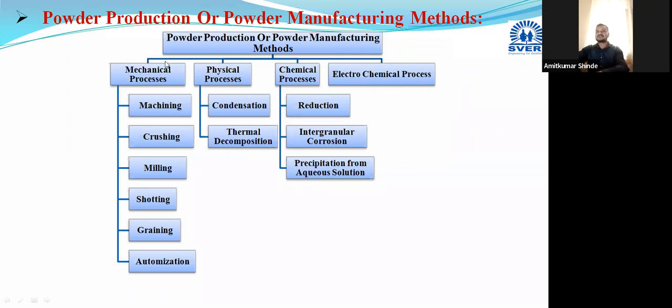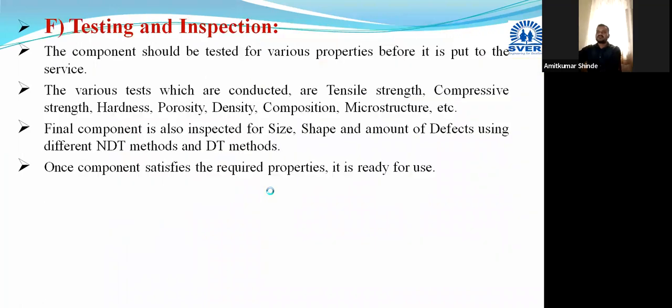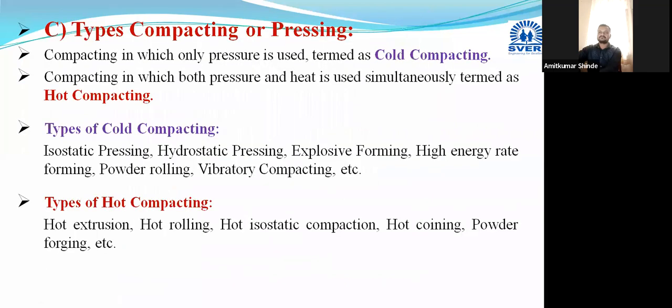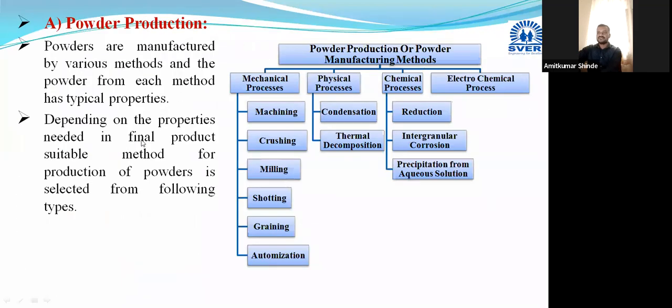Now after discussing these different methods of powder production, which is the first step, we will move toward the second step in manufacturing a component with the help of the powder metallurgy technique. This is the first stage, which I have explained in brief: powder production, and depending on the final properties required in the final component, a suitable method of production of powders is selected from these types which I have shown here.